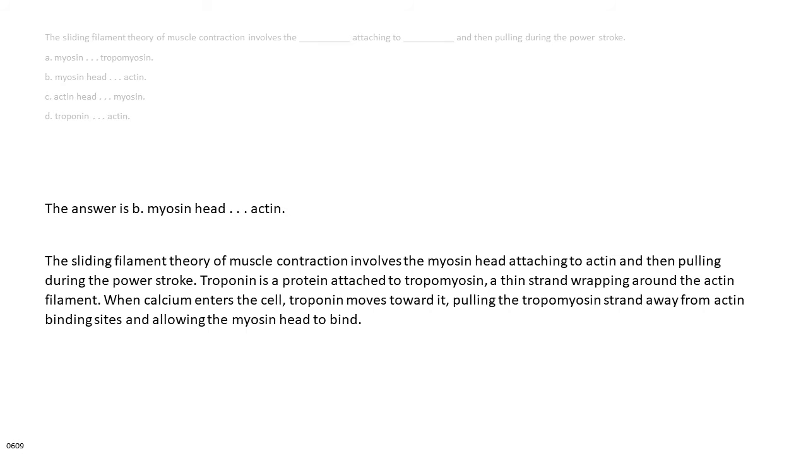The answer is B. Myosin head. Actin. The sliding filament theory of muscle contraction involves the myosin head attaching to actin and then pulling during the power stroke. Troponin is a protein attached to tropomyosin, a thin strand wrapping around the actin filament. When calcium enters the cell, troponin moves toward it, pulling the tropomyosin strand away from actin binding sites and allowing the myosin head to bind.